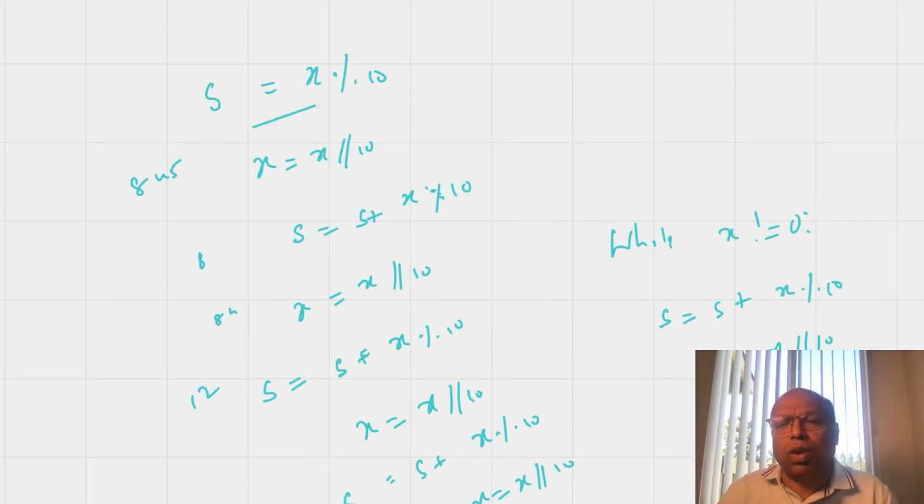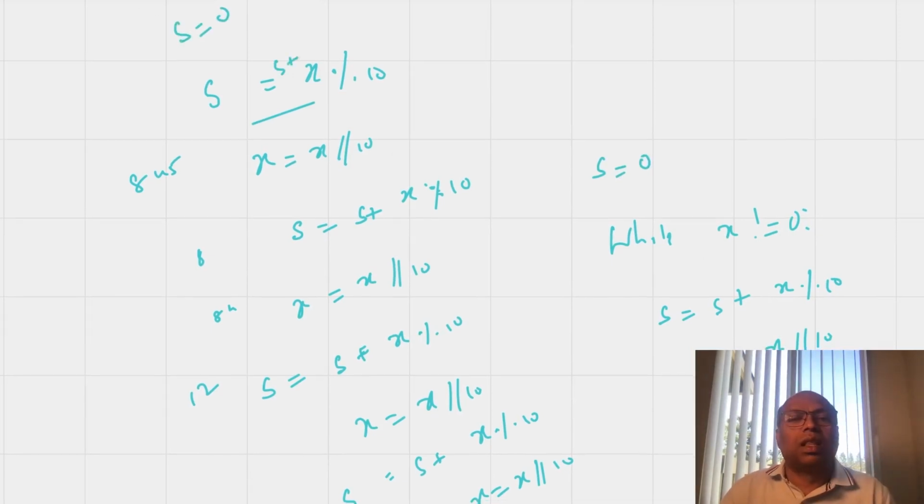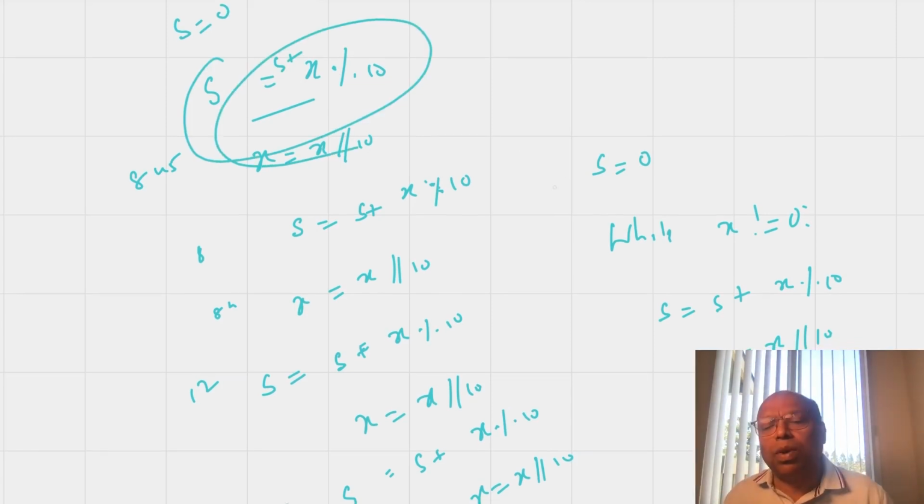Oh, simple thing. What you can do? I can say S is equal to 0. Here, if I say S is equal to 0, I would have said what? S plus, right? That means the same statement got repeated. How long? Till the number became what? 0. That's it.